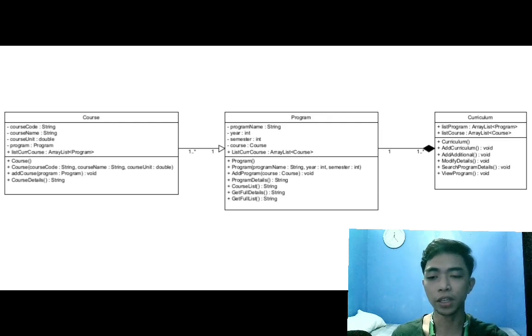Or in a real life scenario, program can have one or many since there are lots of courses and different programs in a curriculum. While the curriculum can only have one in a program because all the programs and courses only follow one curriculum. And that's it for our UML class diagram of our program.